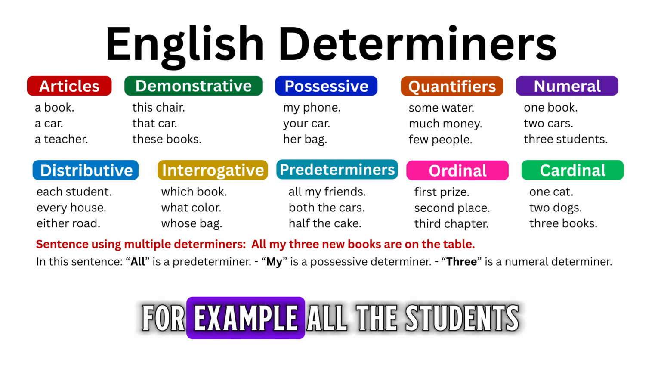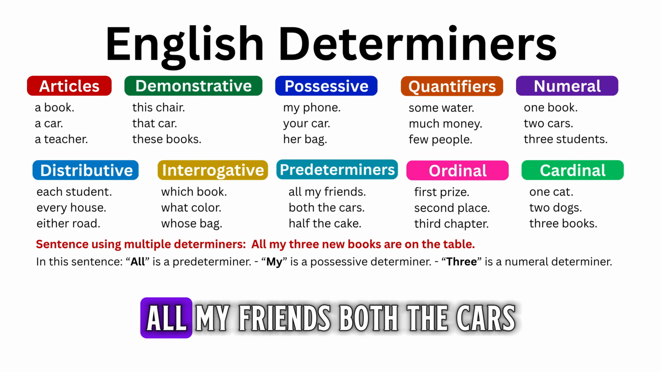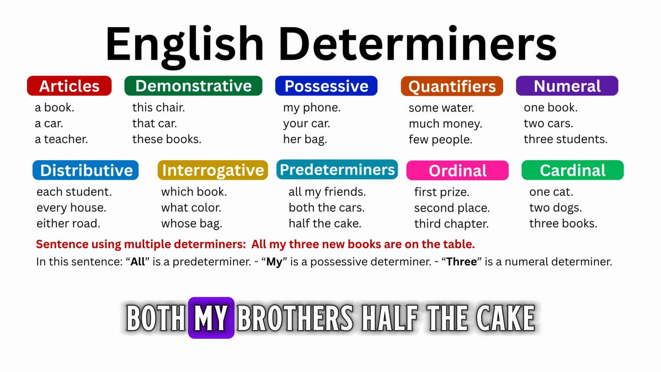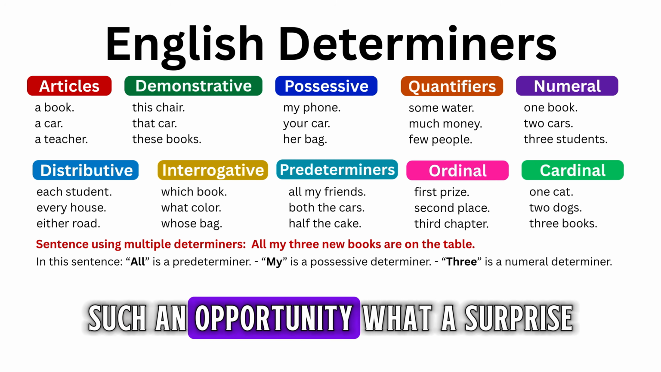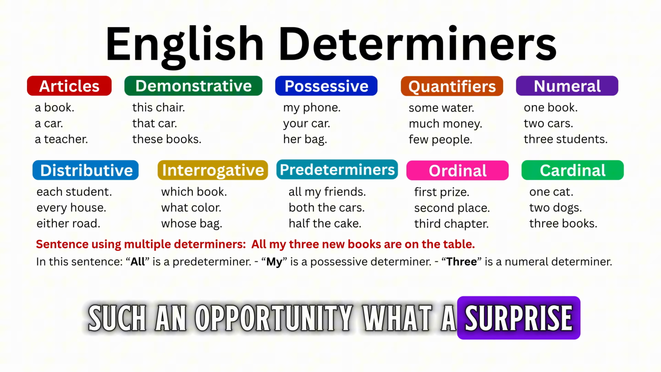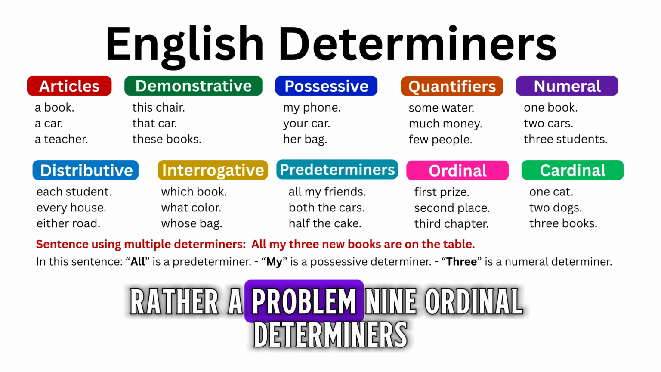8. Predeterminers. Predeterminers come before other determiners. For example, all the students, all my friends, both the cars, both my brothers, half the cake, half the money, such a day, such an opportunity, what a surprise, rather a problem.